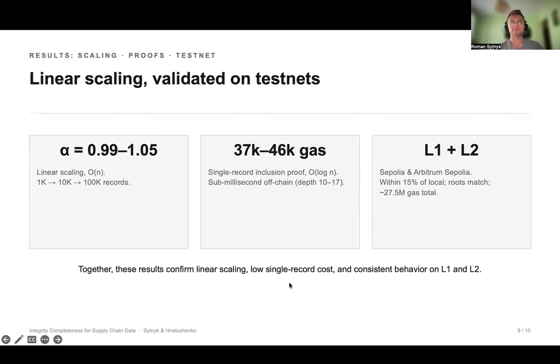Third, deployment. We ran the same contracts on two public testnets, Ethereum Sepolia and Arbitrum Sepolia. The off-chain times remained within 15% of the local measurements, and the on-chain and off-chain roots matched in every case. The total gas was almost identical on layer 1 and layer 2. These results confirm that the local benchmarks are representative on public networks.